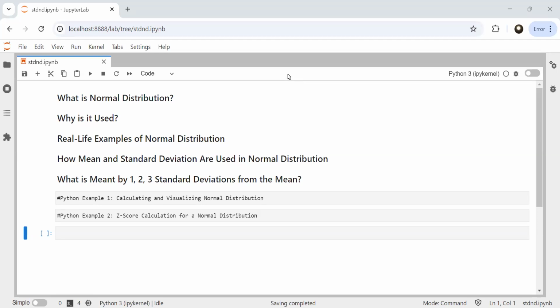In this video, we will discuss normal distribution. So we'll discuss what is normal distribution, why it is used, real life examples of normal distribution, and how mean and standard deviations are used in normal distributions, and what is meant by 1, 2, 3 standard deviations from the mean. And also we'll see examples like calculating and visualizing normal distribution and z-score calculation per normal distribution.